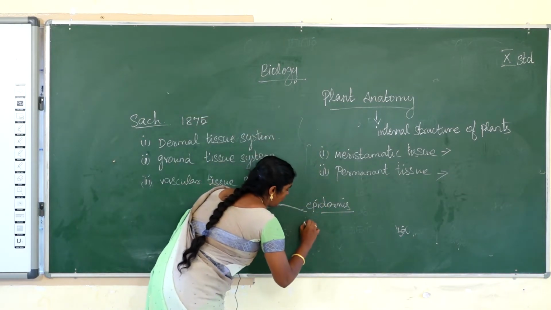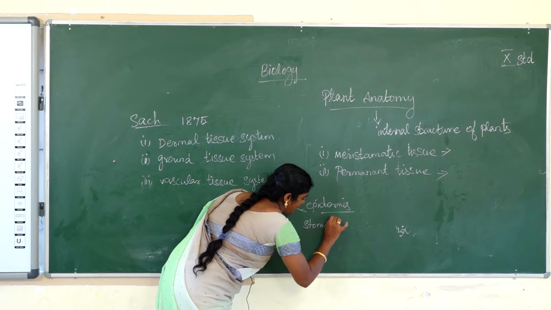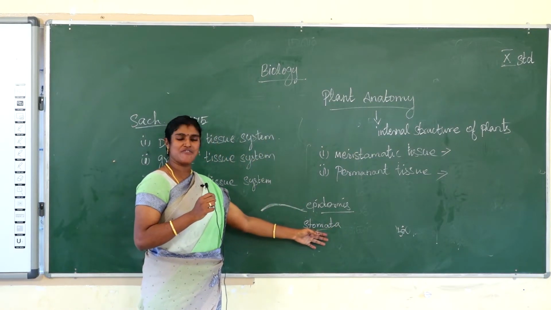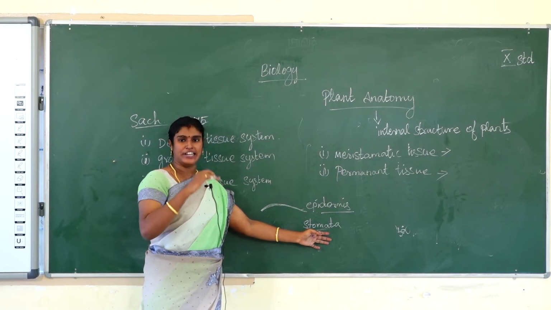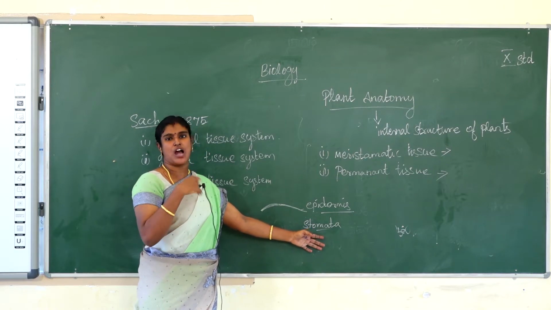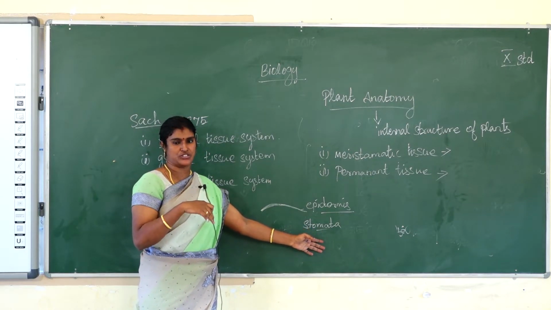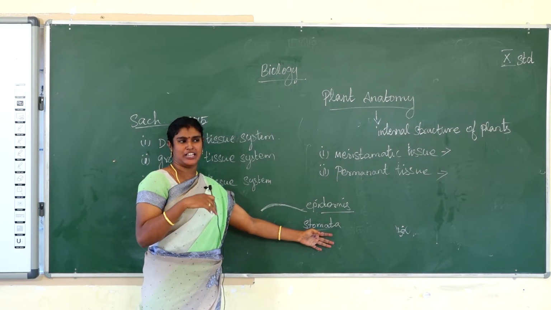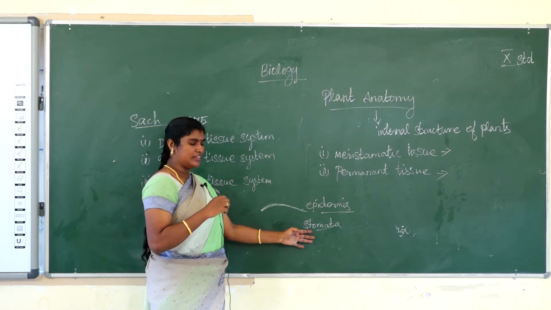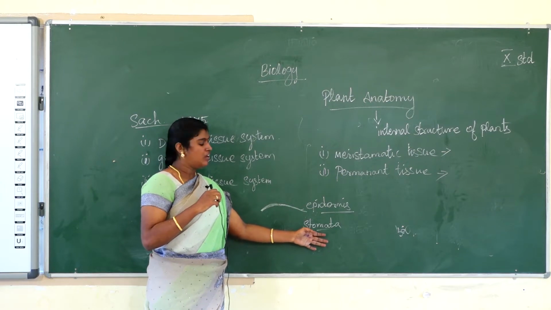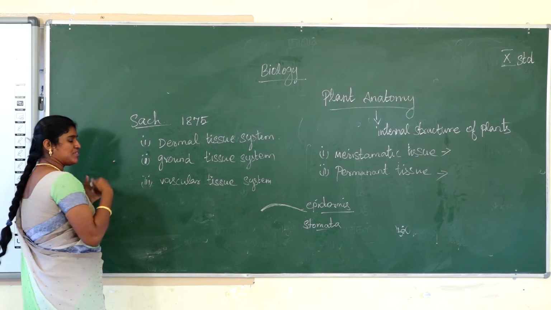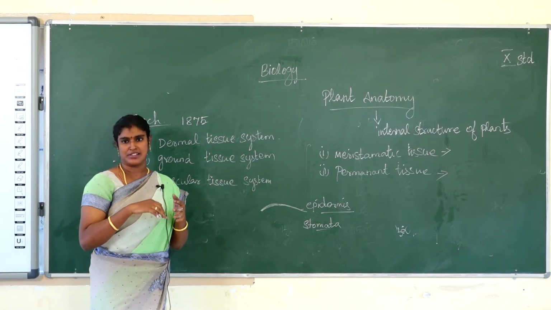Second one, stomata. What is stomata? Stomata are tiny holes in the leaf. What is the main use of stomata? They minimize transpiration. What is transpiration? Transpiration means loss of water in the form of water vapor. Last one, the epidermal hair growth. What is the use of the root hair? It absorbs water and minerals.